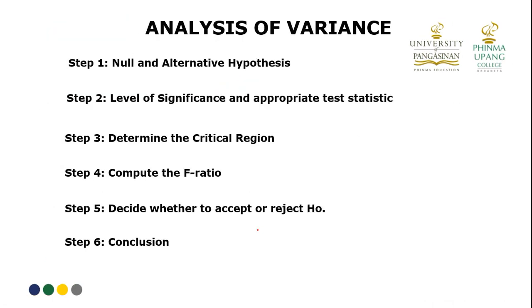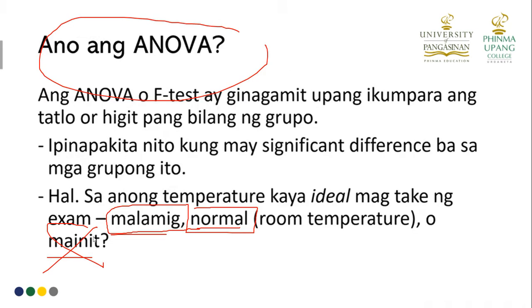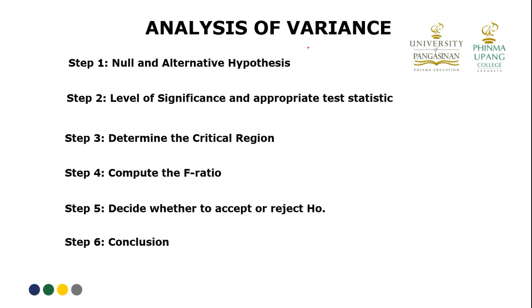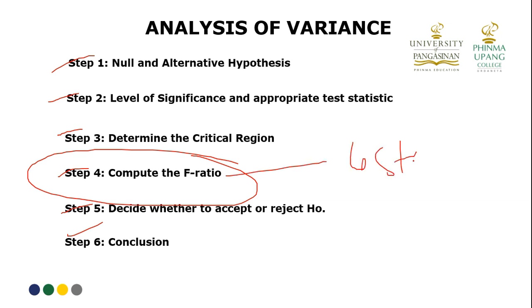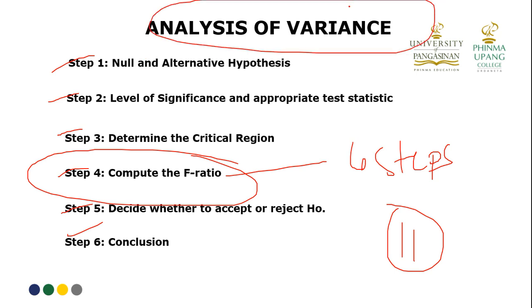Pero sa grade 12 ninyo to magagamit. So, analysis of variance, lalong-lalo na yung day 26. Pero yung ANOVA, ito yung ginamit namin nung research. ANOVA ang ginamit ko. Meron tayong 6 steps, but in computing the F ratio, we have another 6 steps. A total of 11. So, 11 yung hanapin nyo dito sa analysis of variance or ANOVA.